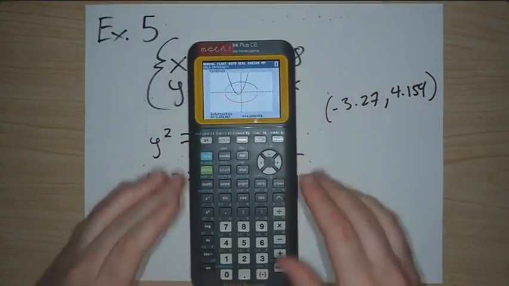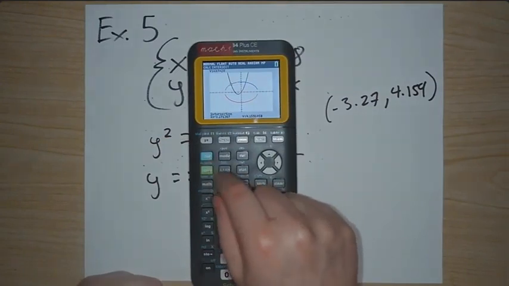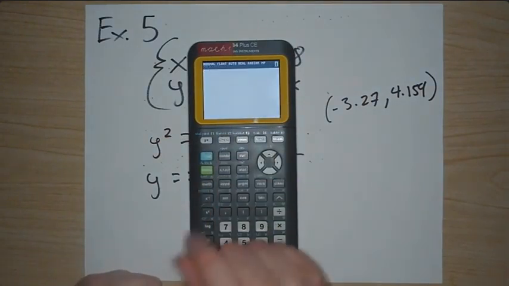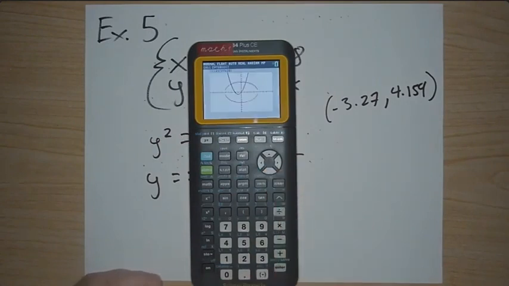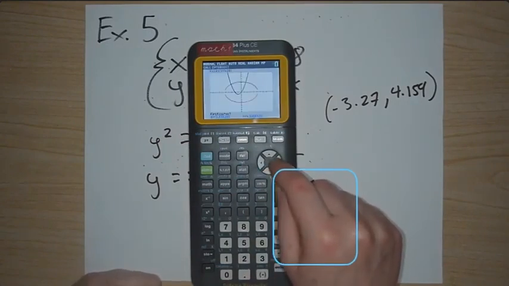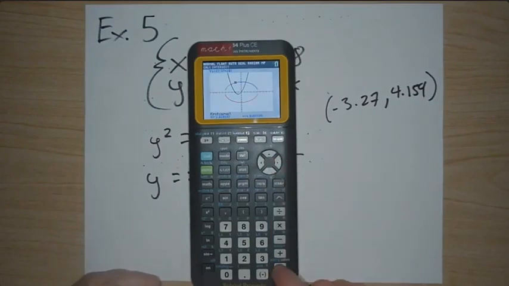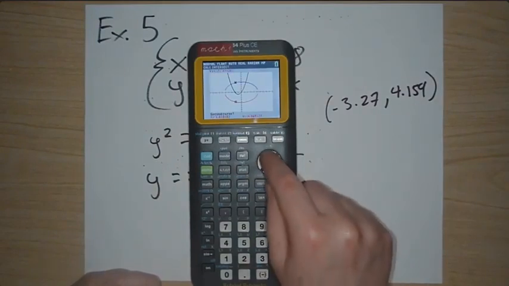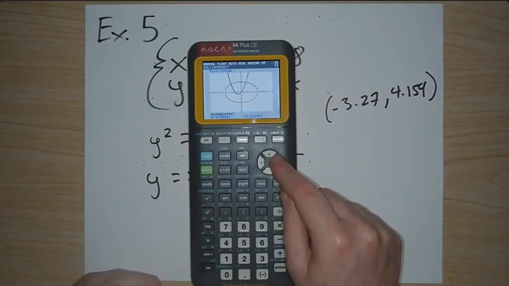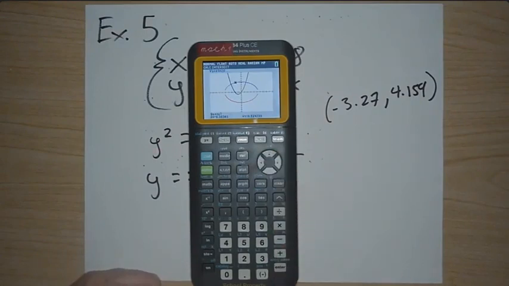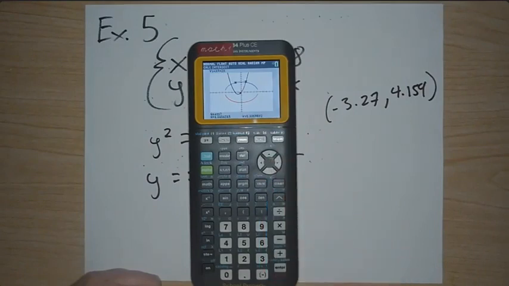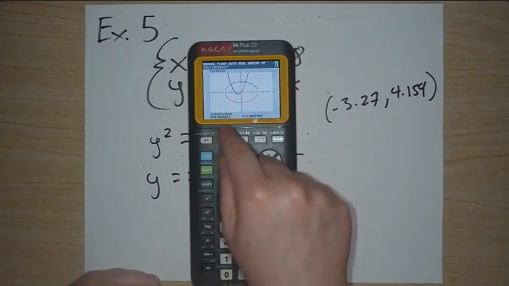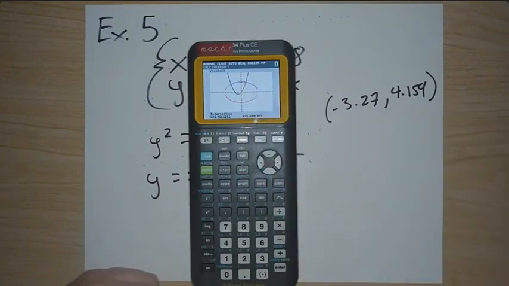But you'll notice we had two intersection points, so we need to also find the other one. I'm going to quit, then go back to second trace, scroll to intersect, and do the same thing again. It says first curve, I'm going to choose the blue one. For second curve, I'm going to choose the black one. And then it's asking me to guess. I'm going to go to the other intersection point and press enter. And it gives me the intersection point right there.